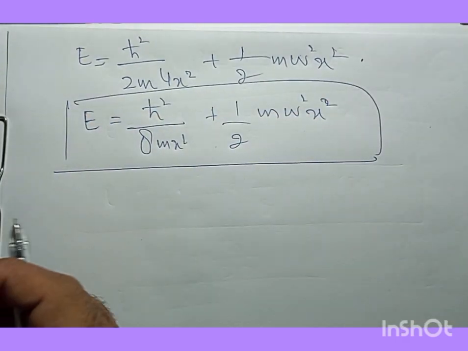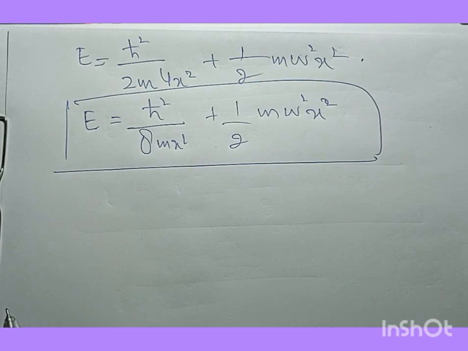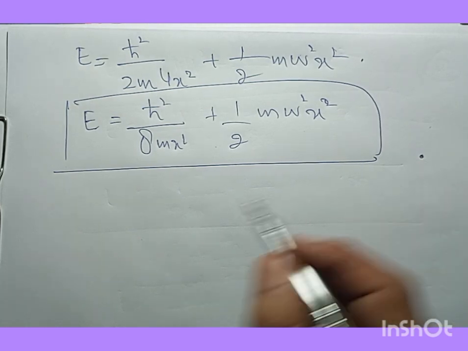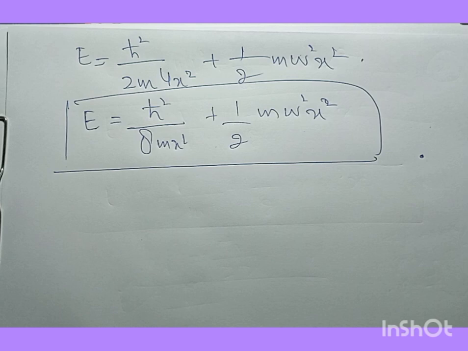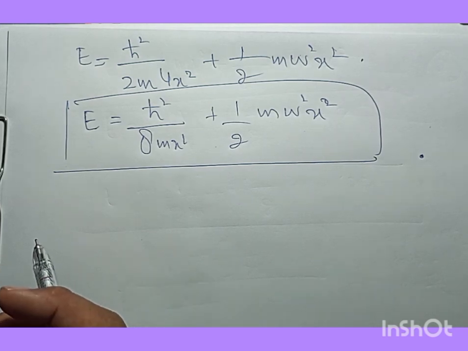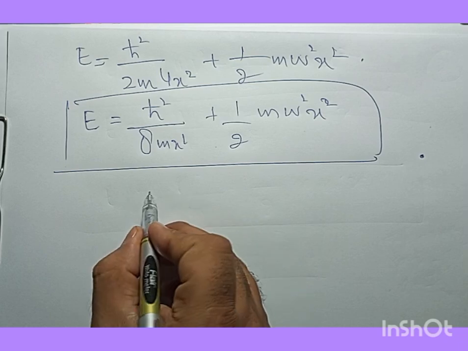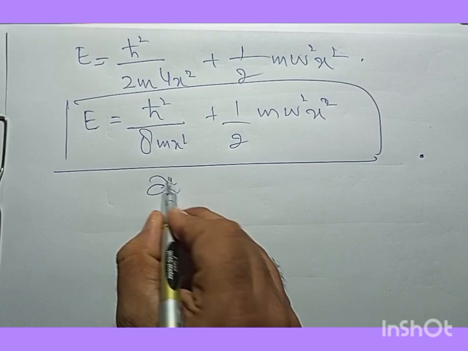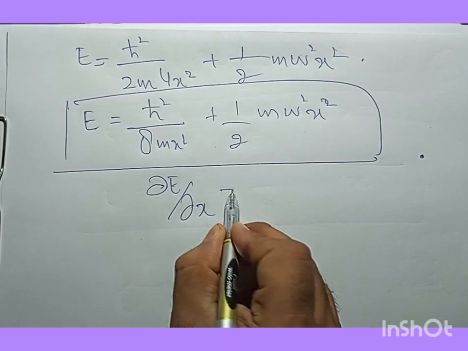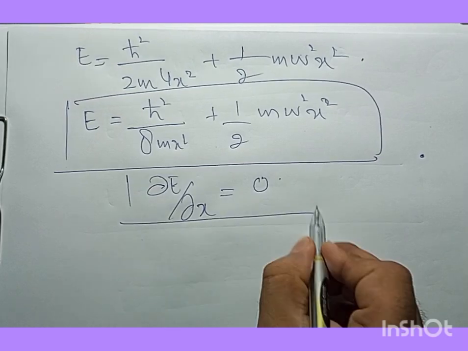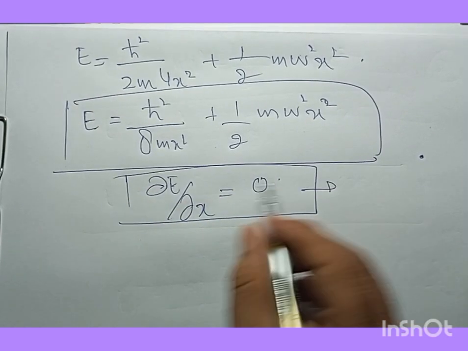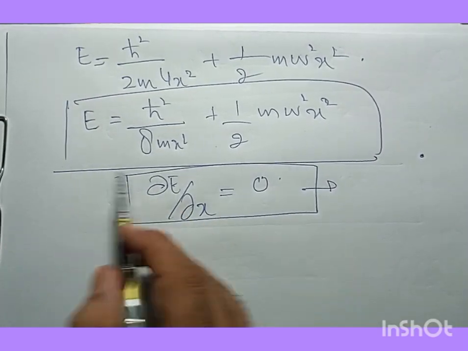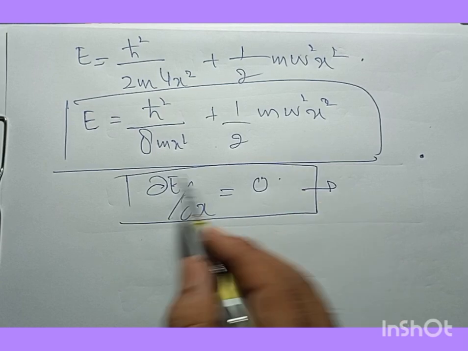Now, what we are looking at here, we are trying to measure the lowest possible energy of this particle which is oscillating in an ideal situation. In order to calculate that minimum possible energy, the derivative of this equation with respect to x should be 0. So for E to have a minimum value, the derivative of energy with respect to x must be equal to 0.